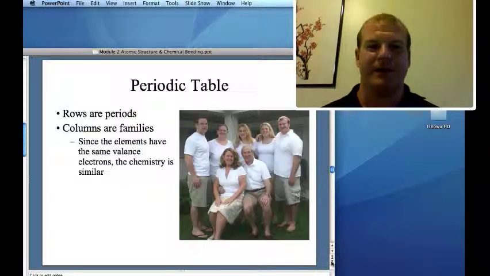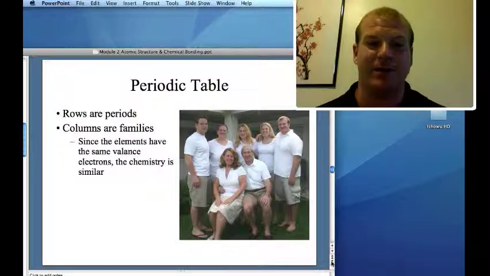And the periodic table: a row in the periodic table is a period. So the rows are periods, and columns are groups or families. And since they all have the same number of valence or outside electrons, their chemistry is similar.